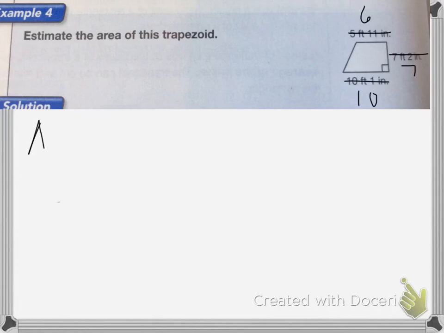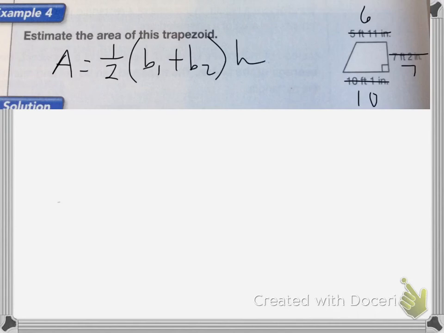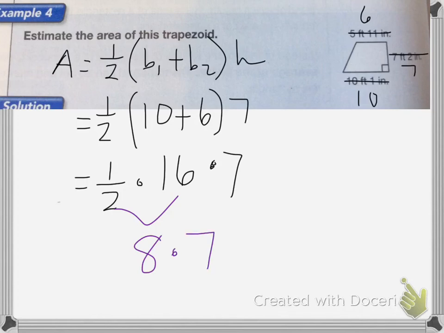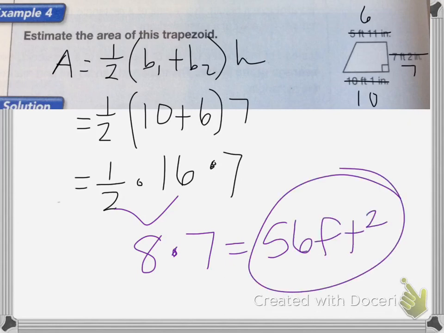So again, the area equals 1/2 times base 1 plus base 2, and then multiplied by the height. If I put in the numbers, 1/2 times base 1 is 10, plus base 2 is 6, and then my height is 7. So it's going to be 1/2 times 16 times 7. I'm going to go ahead and simplify the 1/2 times 16 first. That'll be simpler. 1/2 of 16 is equal to 8, so I end up with 8 times 7, which is equal to 56 feet squared for my answer. And that's it for this lesson.